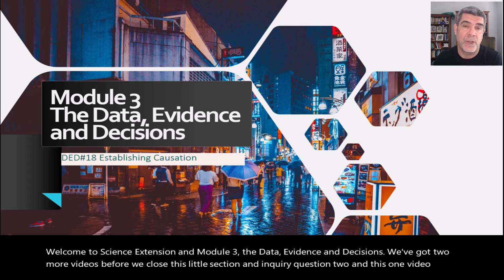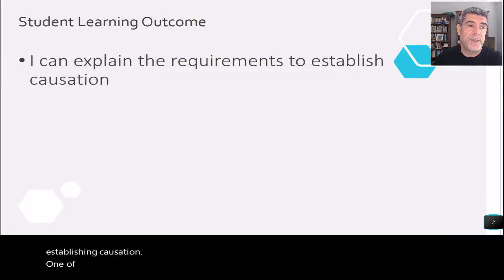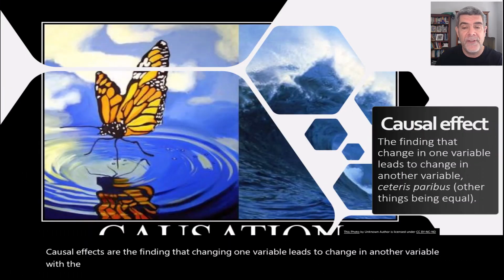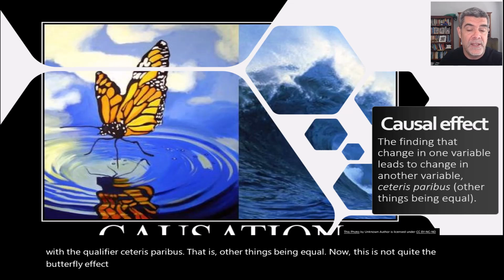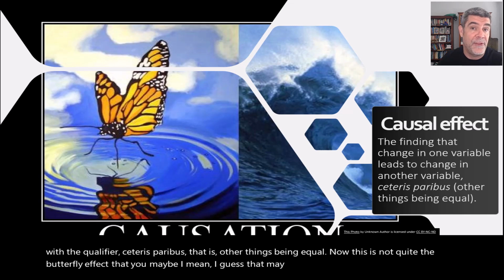We've got two more videos before we close this little section in Inquiry Question 2, and this one, video 18, is Establishing Causation. One of the things you need to be able to do is to explain the requirements to establish causation. Causal effects are the finding that change in one variable leads to change in another variable, with the qualifier ceteris paribus, that is, other things being equal.